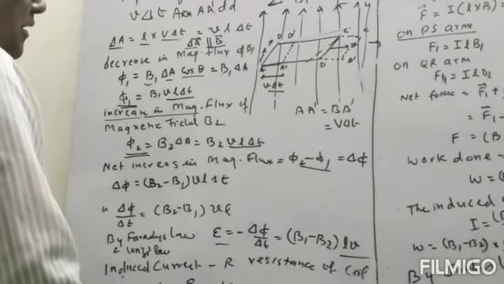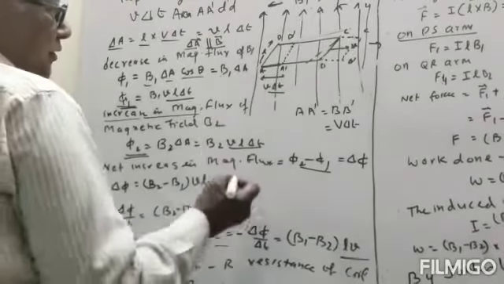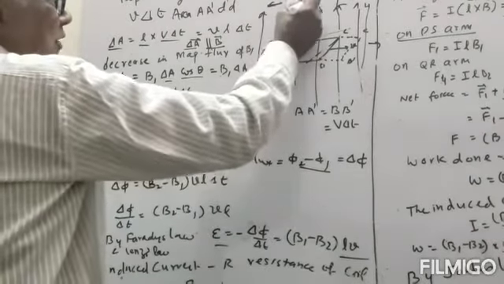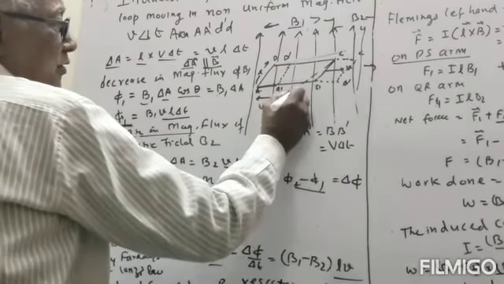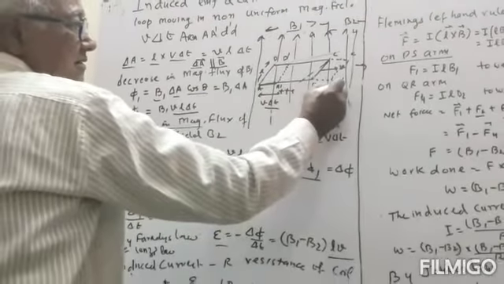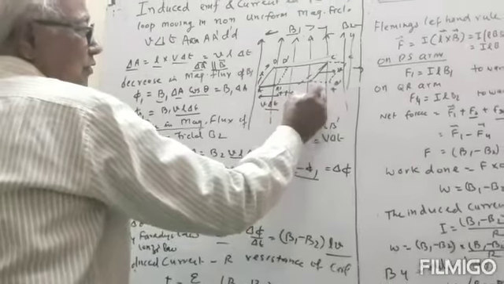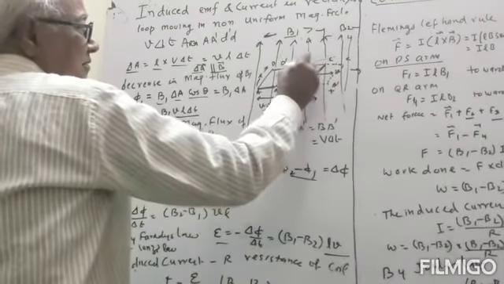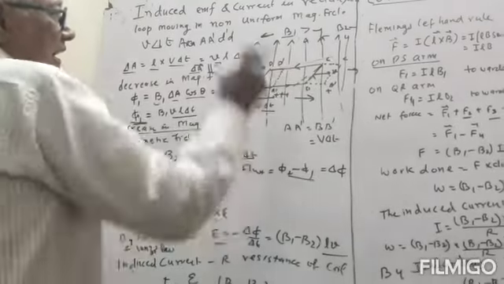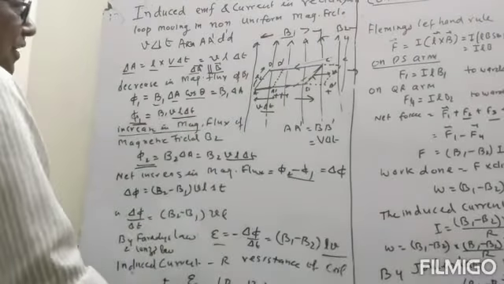Here B1 is more than B2, so this end will be more positive than this end. So current will flow in this direction, in the anti-clockwise direction.